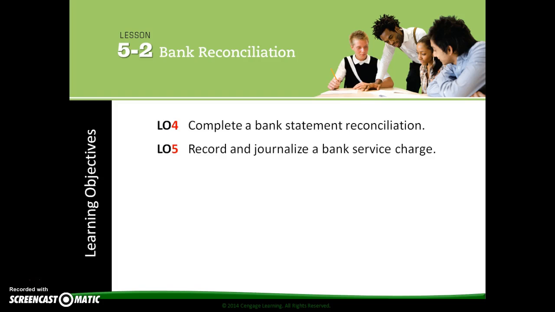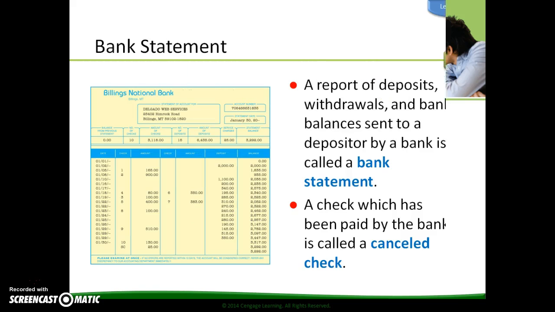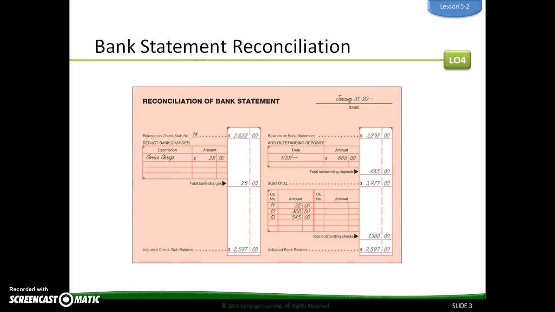Okay, let's backtrack here. So in lesson 2, we're looking at completing a bank statement reconciliation and then recording and journalizing a bank's service charge. The first thing we're looking at here is the bank statement, and just know that it's the record of all of the deposits and the withdrawals, the balance information, and potentially any service charges that would be showing up on our bank statement. A check that has been paid by the bank is considered to be canceled, which means it went through all of the banking system, it's canceled, and then the funds have moved.